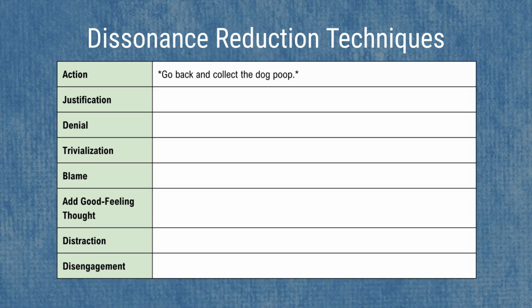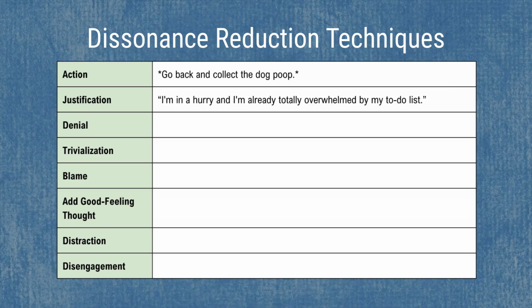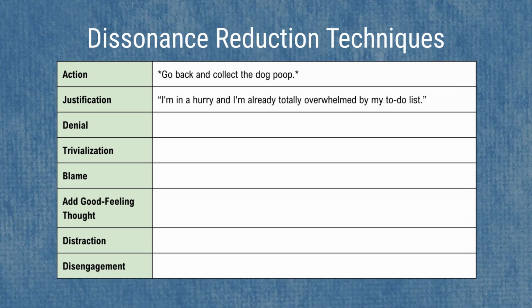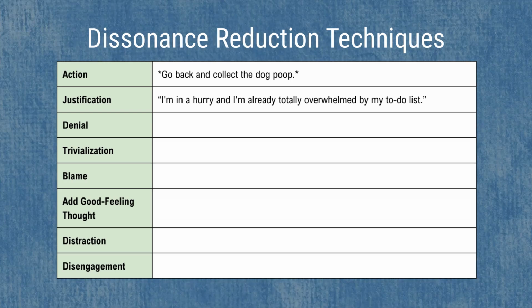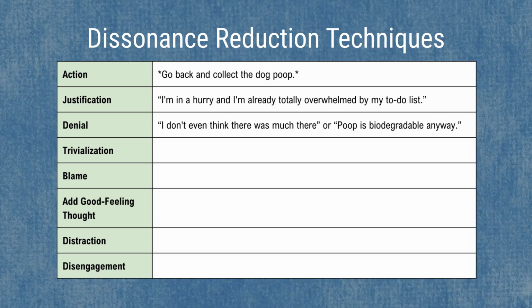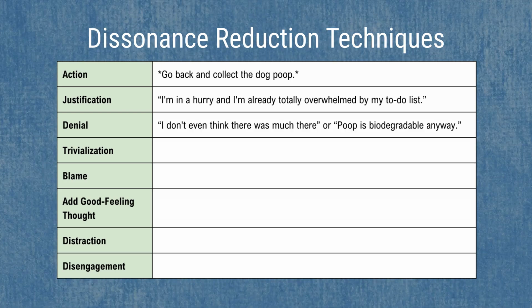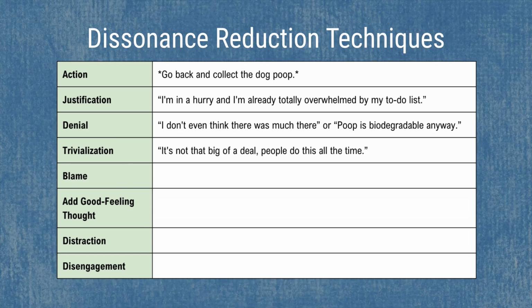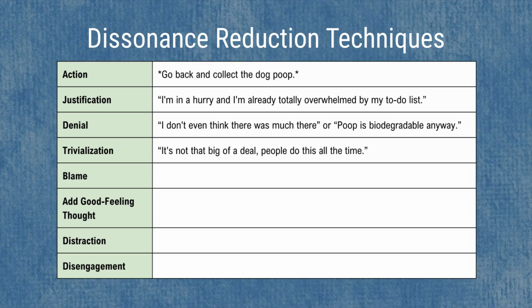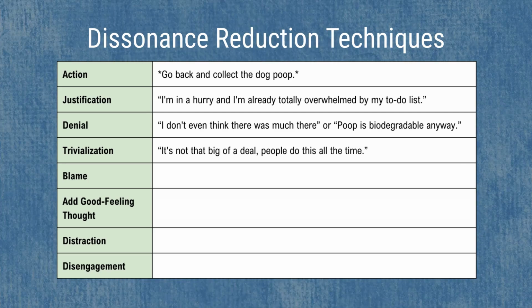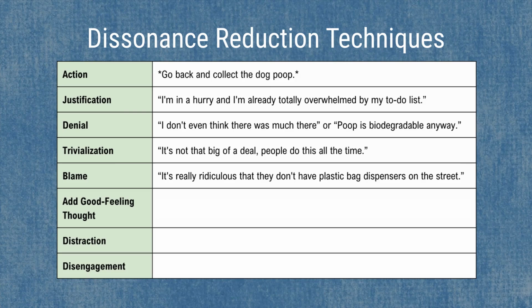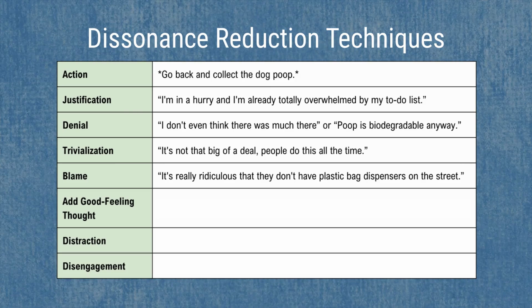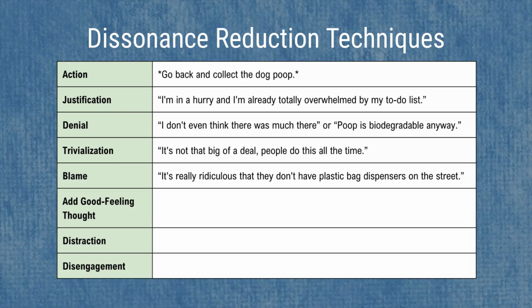So there's justification. You could think, I'm in a hurry and I'm already totally overwhelmed by my to-do list. There's denial. You could think, I don't even really think there was much there. Or you could reason with yourself that dog poop is biodegradable anyway. There's also trivialization, so you could think, it's not that big of a deal. People do this all the time. There's blame. So something like, it's really ridiculous they don't have plastic bag dispensers on the street. You could instead add a good feeling thought.